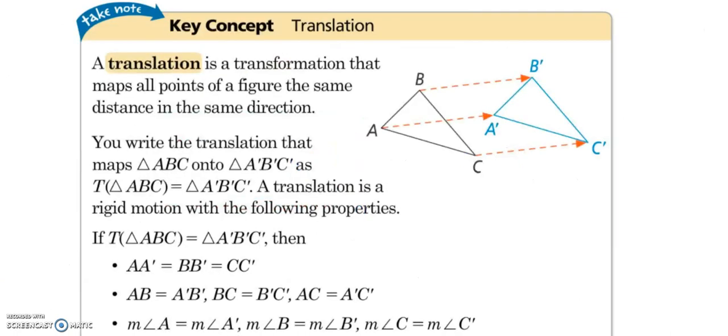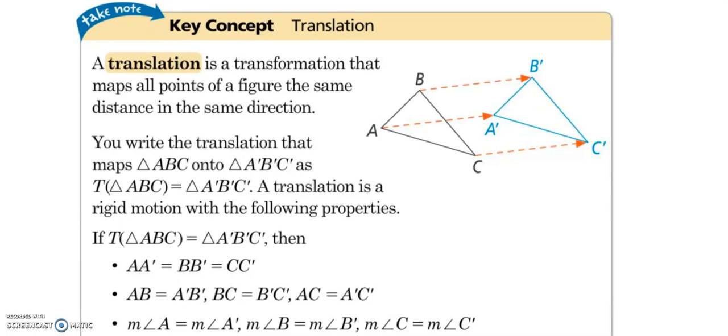So our first transformation, there are 4 that we will learn in this chapter. Our first one is a translation. And a translation is just a transformation that maps all points of a figure the same distance and in the same direction. Some of you have known translation maybe as slide. Okay, so when there's transformations, the translation is also known as a slide.